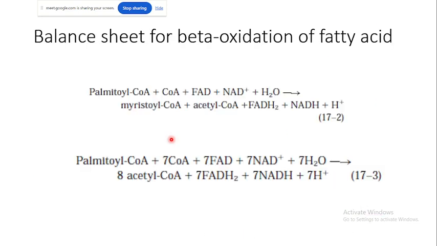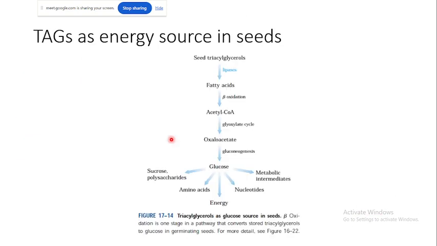Right, the same is shown here that in the seed, fatty acids are broken down by lipase, and then beta oxidation will produce acetyl CoA. This will enter into the glyoxylate cycle, and it will make oxaloacetate, which will be used for gluconeogenesis, as I described to you. So by gluconeogenesis it will produce glucose. Glucose is a precursor for sucrose, other polysaccharides, amino acids, nucleotides, metabolic intermediates, and it will enter into the glycolysis and TCA cycle to produce energy in terms of ATP.